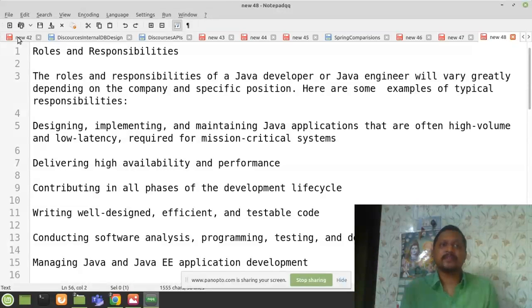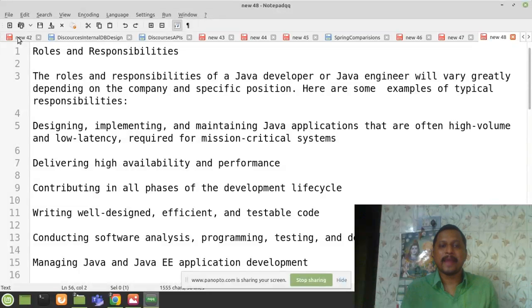Next point we included is conducting software analysis, programming, testing and debugging. Yes, this is also one of the roles and responsibilities, because if you are developing any software application, we must analyze all possible cases, negative cases, positive cases, or available cases. Only by analysis can we identify all these cases, and he must be able to conduct that analysis, program it, test it, and debug it if he has any issues.